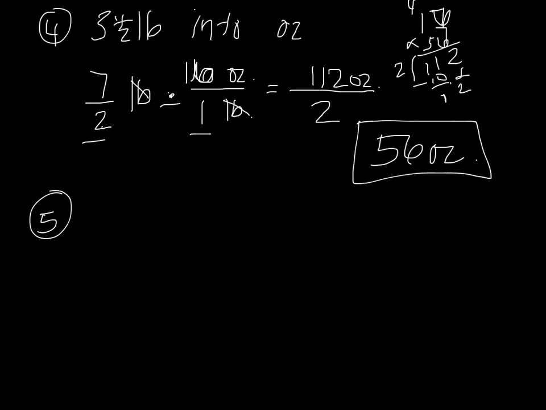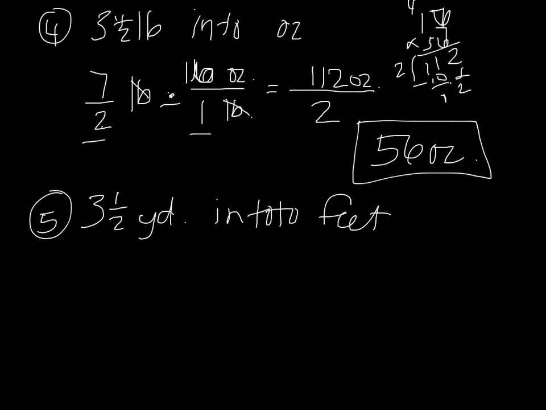Okie dokie. Number 5. 3 1/2 yards into feet. Sorry, making this 2 words and it's supposed to be 1. Okay. All right, so again, I'm going to make that. I already did it actually. It's 7 halves yards times yards on the bottom. I want my answer to be in feet, so feet is always going to go in that spot, whatever my answer needs to be. And I know there are 3 feet in 1 yard.